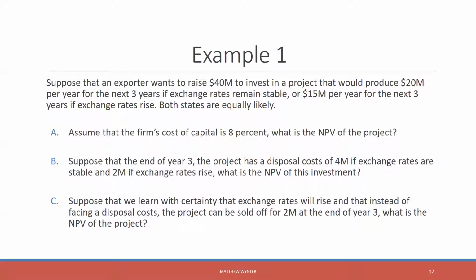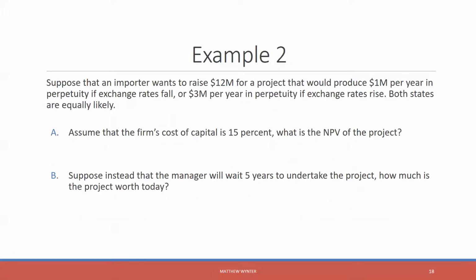The one thing I want to point out for example one, notice that in this case, if exchange rates remain stable, the project's going to produce cash flows of 20 million per year. And if they rise, the cash flows are going to be 15 million per year. So the exchange rate is moving in the opposite direction of the cash flow. And hopefully that makes intuitive sense given what we've talked about with exporters.